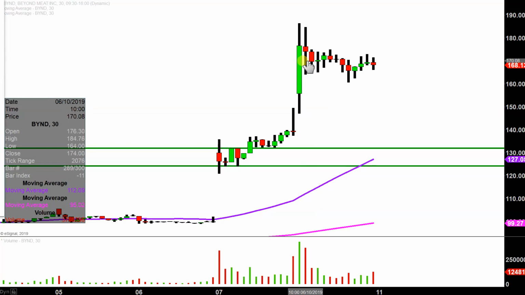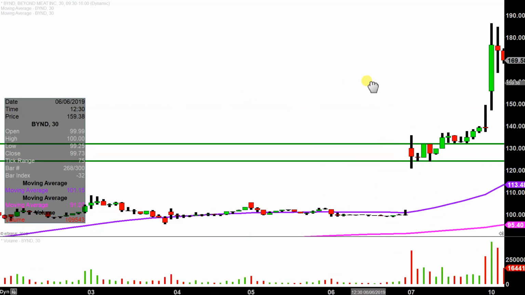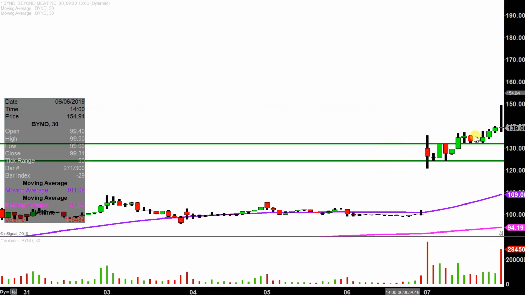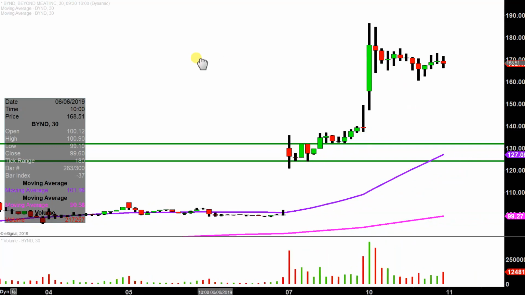Now, I did do this analysis on Friday, and I have no shame in saying I got it totally wrong. This thing was already an absolute beast on Friday, and that was one nasty, nasty candle right there that formed. But yeah, the chart didn't care, just kept on going. So it is what it is.